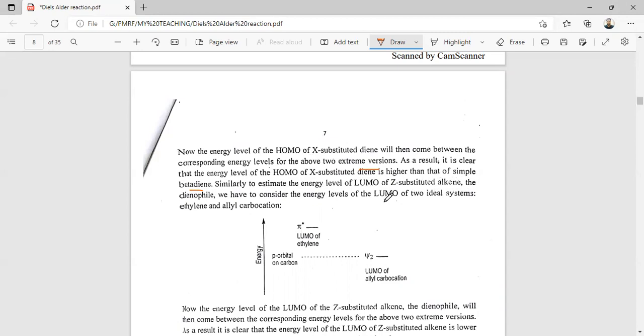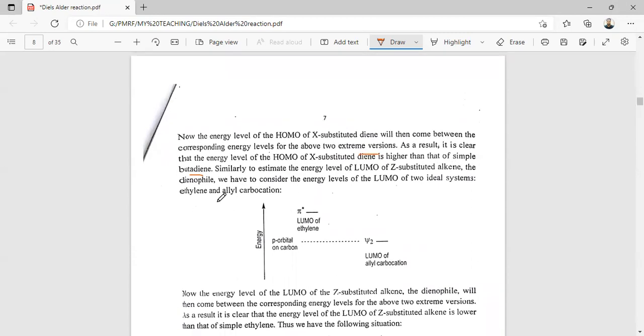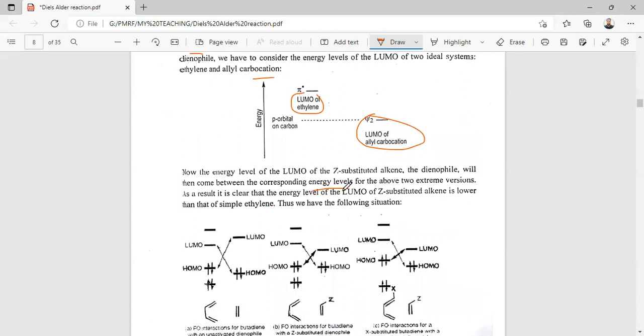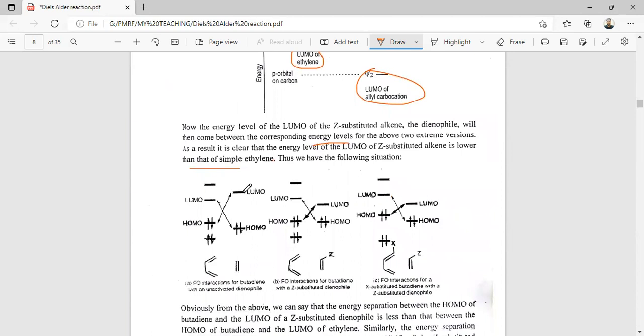Similarly, to estimate the energy level of the LUMO of the Z substituted alkene, the dienophile, we have considered the LUMO of two ideal systems, ethylene and the allyl carbocation. The LUMO of the ethylene molecule is higher in energy compared to the LUMO of the allyl carbocation. So the LUMO of the Z substituted alkene will come between the corresponding energy levels for the above two extremes. As a result, it is clear that the LUMO of the Z substituted alkene is lower than that of simple ethylene.